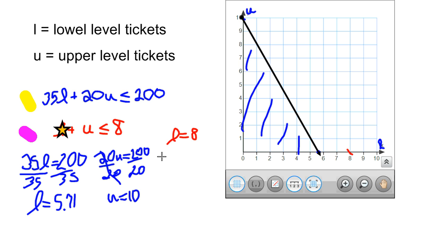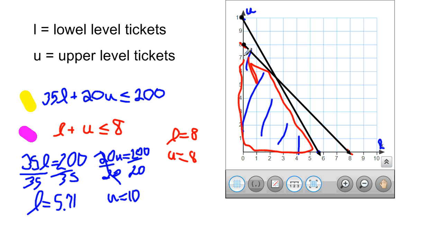Cover it up with a nice little star. U is 8. So we go there. U is 8. Make a mark there. We're going to make a new line here. This line is the same thing as before. If we plug in 0, 0, it's a true statement. So we're looking to shade everything below this line. So in fact, where they both overlap is going to be this region right here.